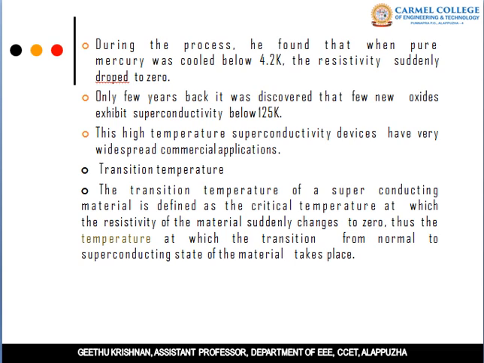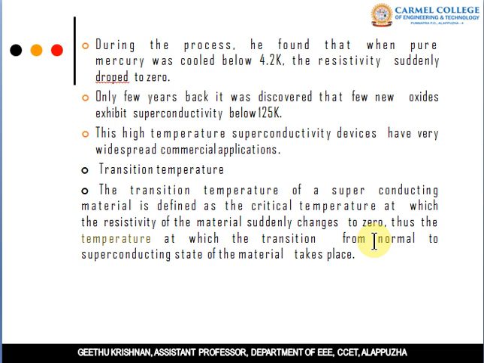The transition temperature of a superconducting material is defined as the critical temperature at which the resistivity of the material suddenly changes to zero. That temperature is called the critical temperature, and such substances are called superconductors. When the temperature is increased above the critical temperature, the material changes from the superconducting state to the normal state.